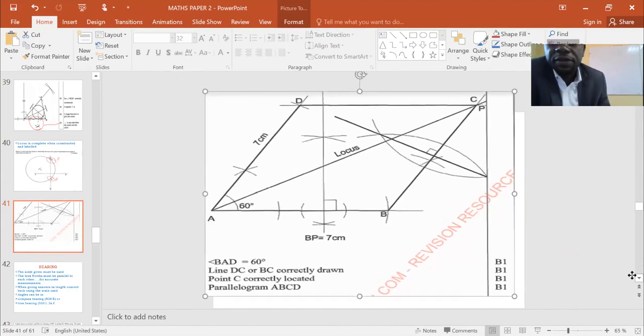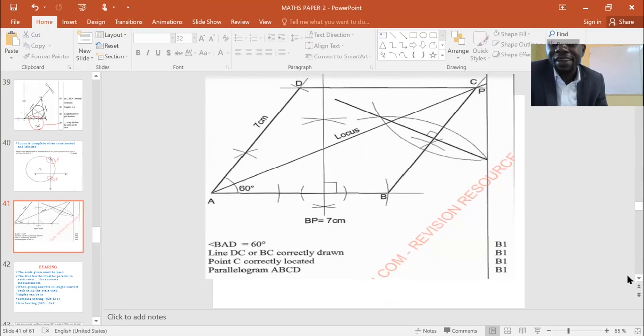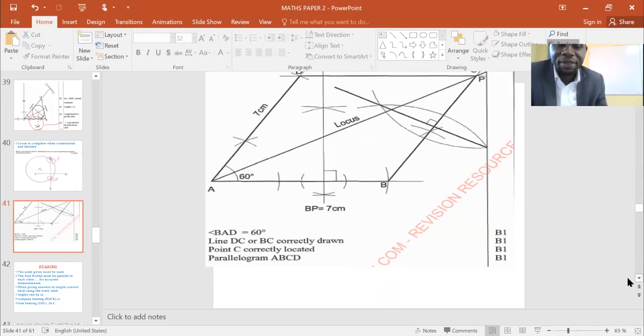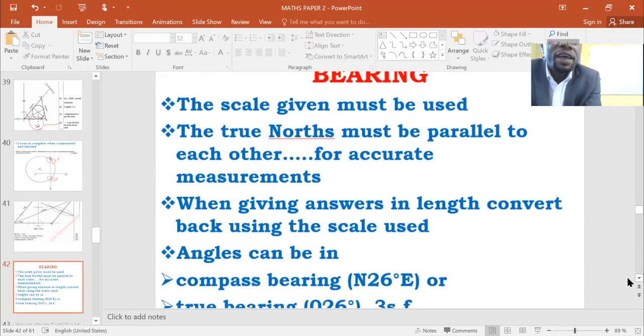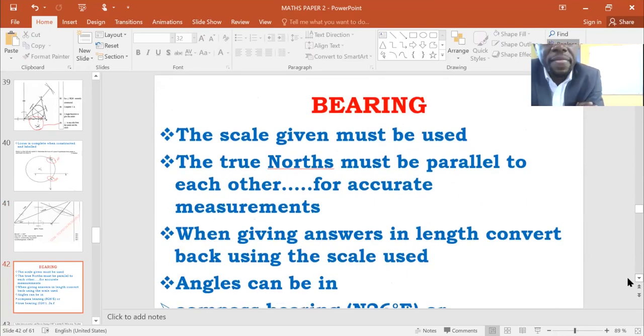Though don't tell it to the Form 3s. You'll make them become lazy. Form 3 going downwards. But if it's an exam situation and that is what you can do, I'll advise that you measure that angle, lose the one mark, and go ahead and score the rest of the marks.